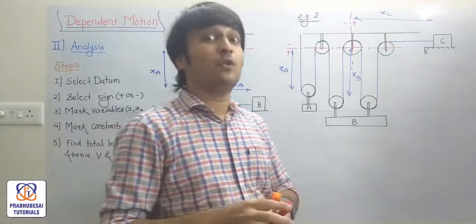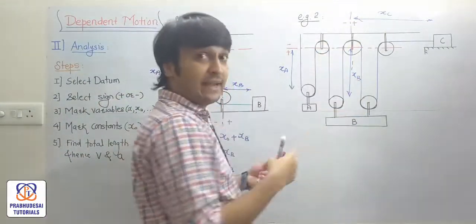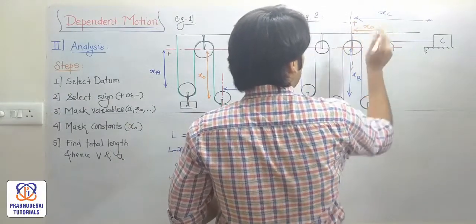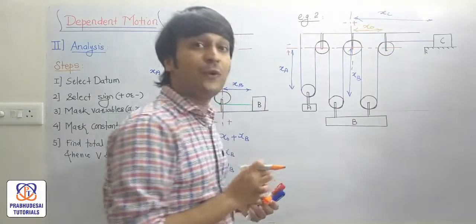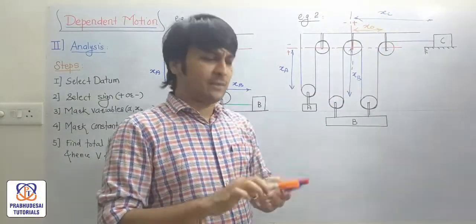But I will have to mark one more distance. Check this. Distances are always to be measured from what? Axis. I will mark this distance as X0. Why? This is the distance between two fixed pulleys, which will be what? Constant distance. Okay. Now let us measure the total length.